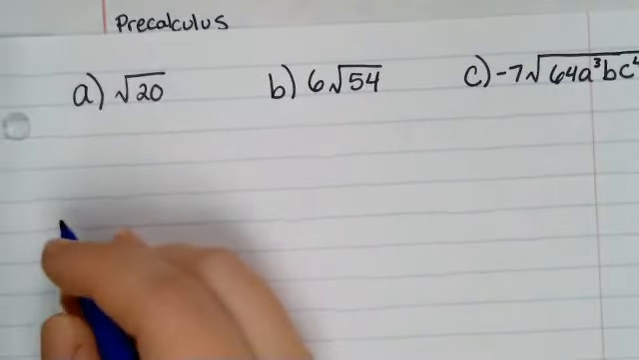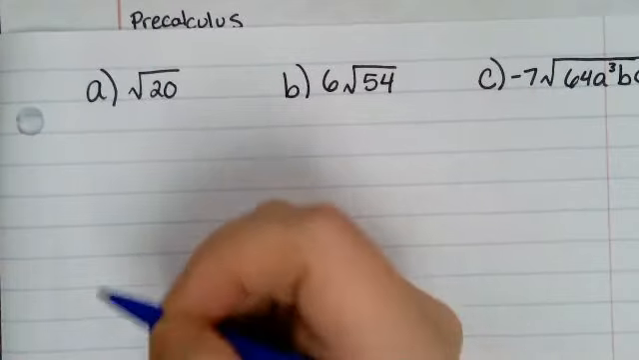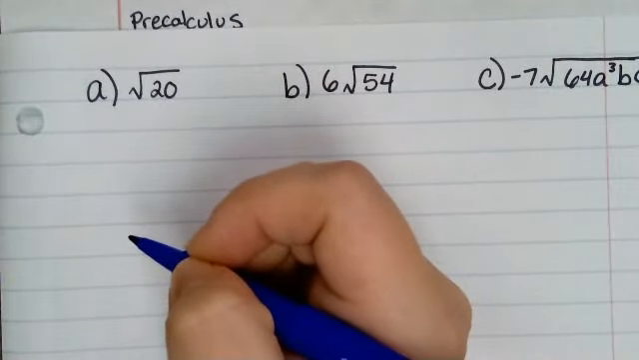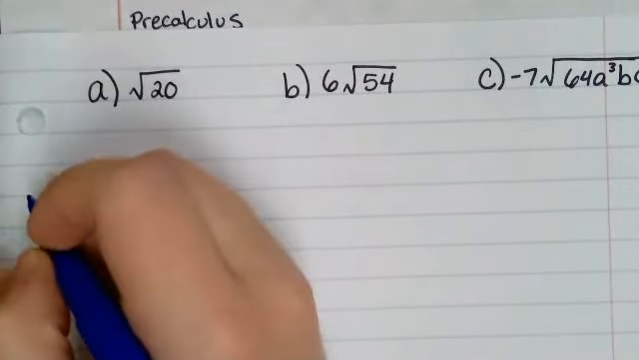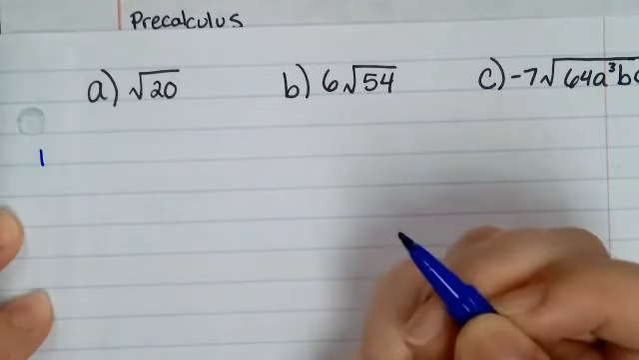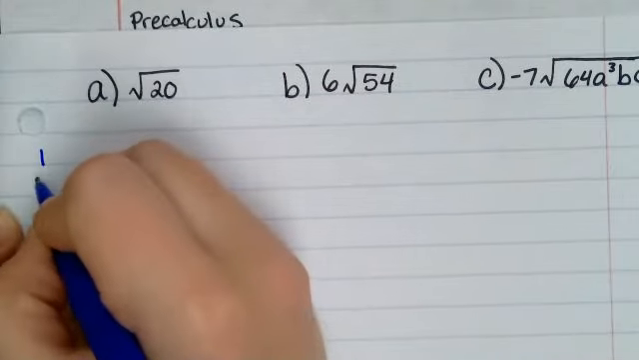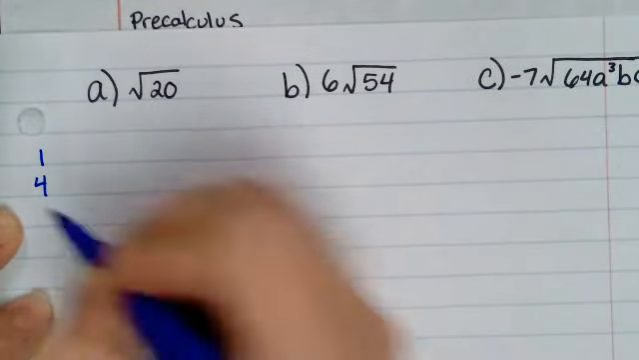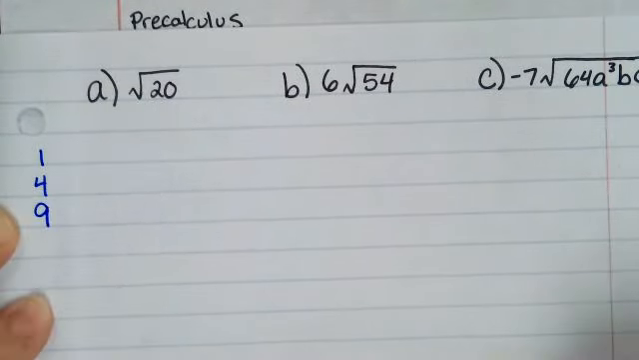Well, let's think of a list of perfect squares. Perfect squares are things that when you square a number, you get that answer. So if I square the number 1, 1 squared is 1. So 1 is a perfect square. 2 squared is 4. 4 is a perfect square. 3 squared is 9. 9 is a perfect square. 4 squared is 16. So 16 is a perfect square.